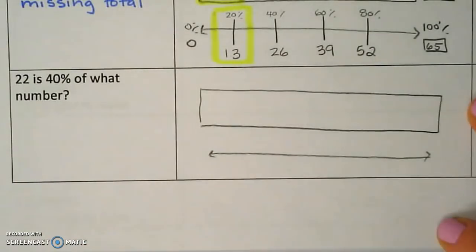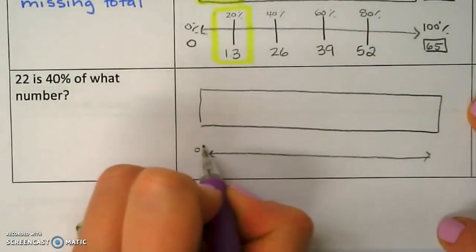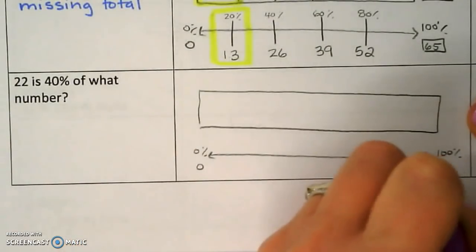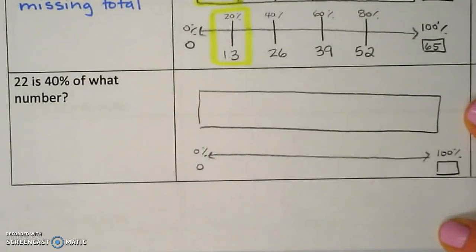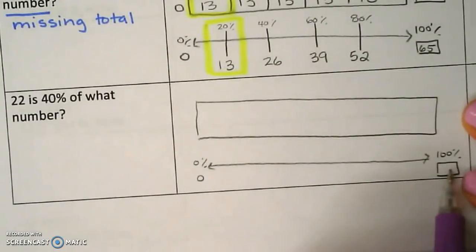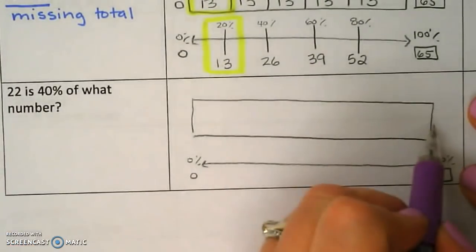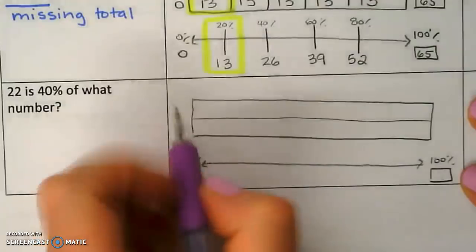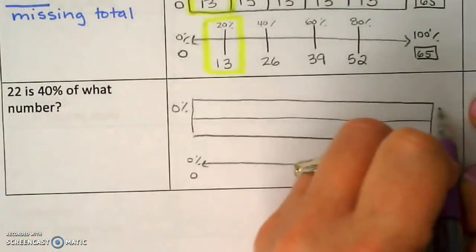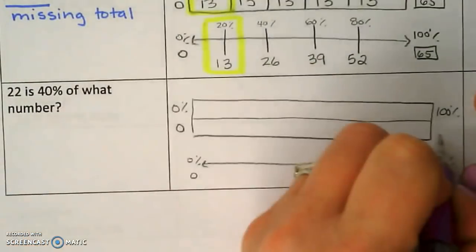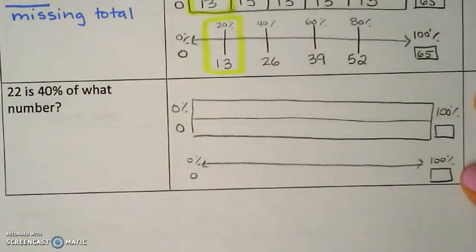Again, you do not need to use both. I'm just showing both because I know for some of you, you prefer the number line, and I know others of you prefer the tape diagram. So here, because we have this "of what number," we know we're looking for that missing total. Whichever model I use, I'm going to show percents from 0 to 100. And then my total is going to be blank because that's what I need to solve.